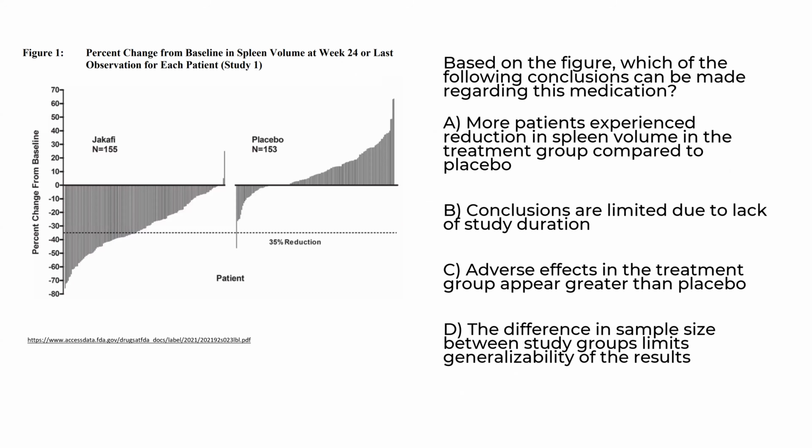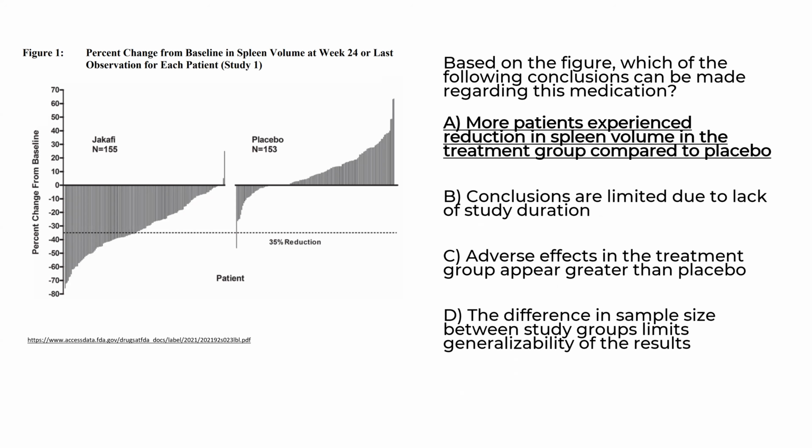Based on the figure provided, which of the following conclusions can be made regarding this medication? A, more patients experienced reduction in spleen volume in the treatment group compared to placebo. B, conclusions are limited due to lack of study duration. C, adverse effects in the treatment group appear greater than placebo. D, the difference in sample size between study groups limits generalizability of the results. Go ahead and pause if you want to read through.